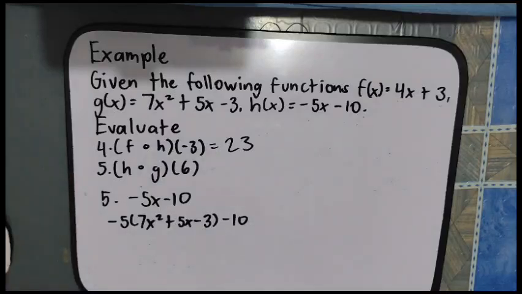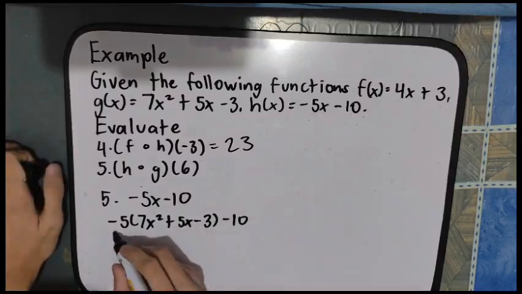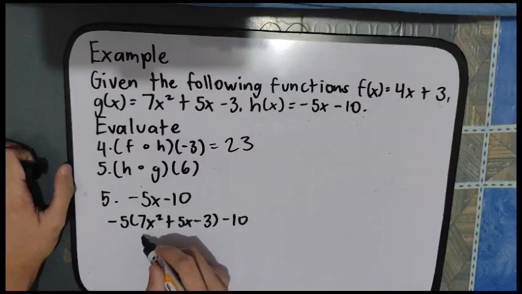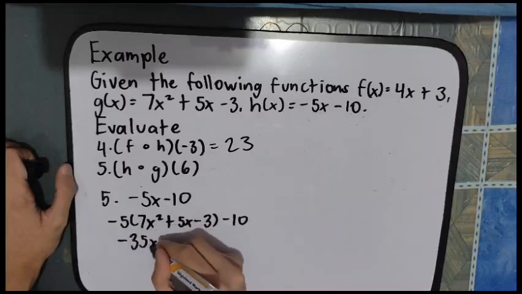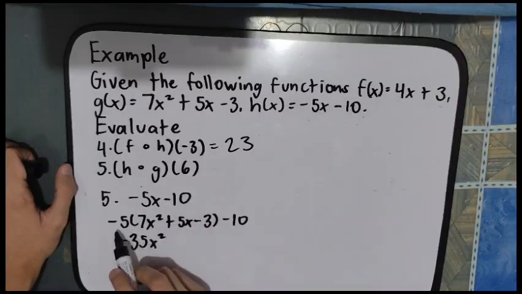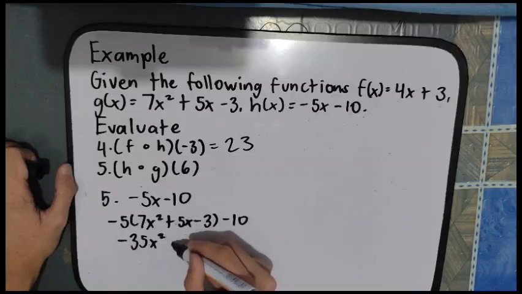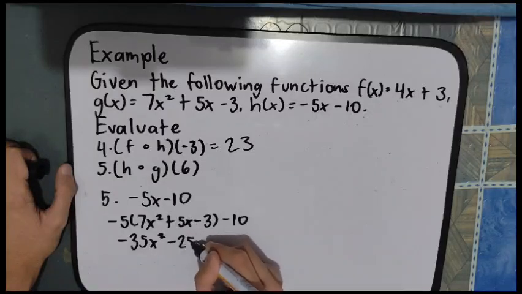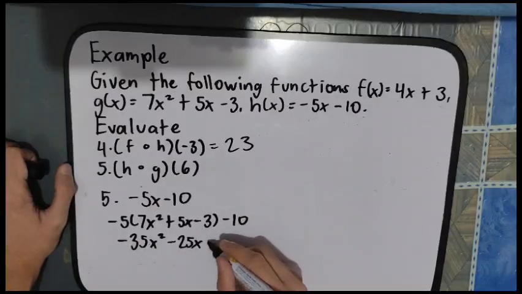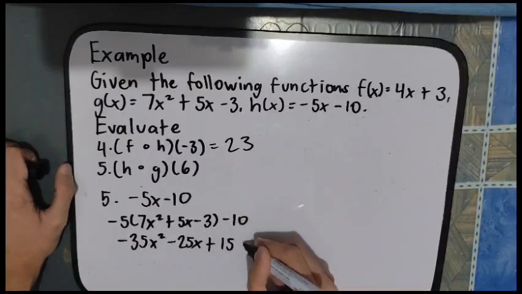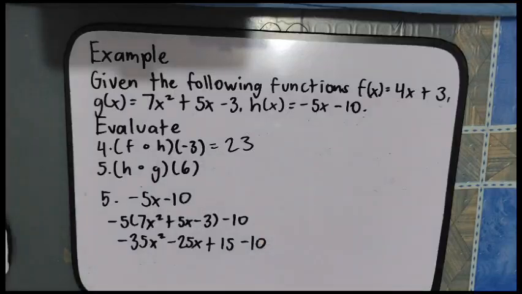After this, we're going to distribute negative 5 to the three terms inside the parentheses. So first, negative 5 times 7x squared, we have the answer of negative 35x squared. Next, negative 5 times positive 5x, we have the answer of negative 25x. Then, negative 5 times negative 3, we have the answer of positive 15. Then copy negative 10.